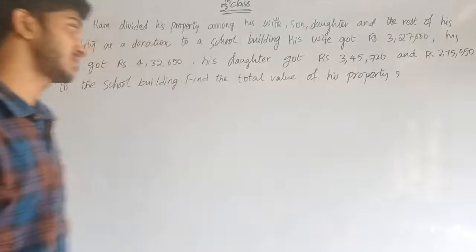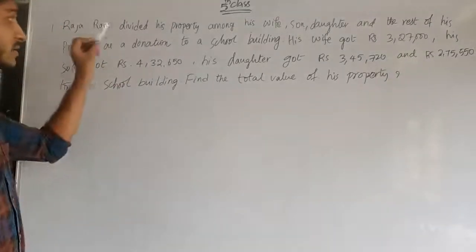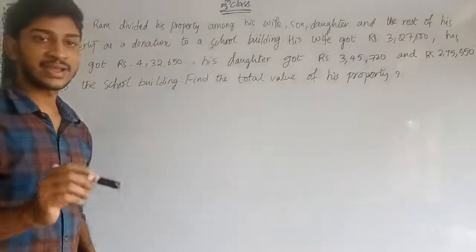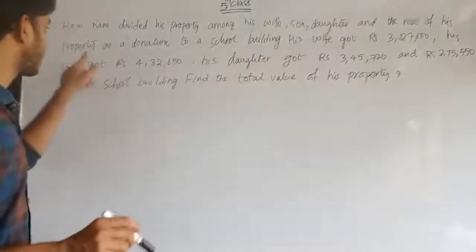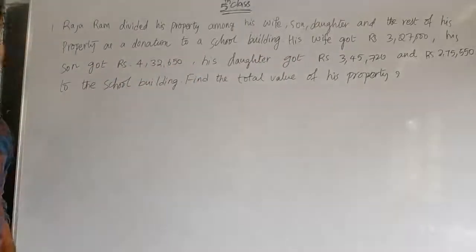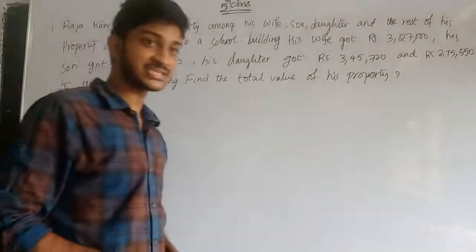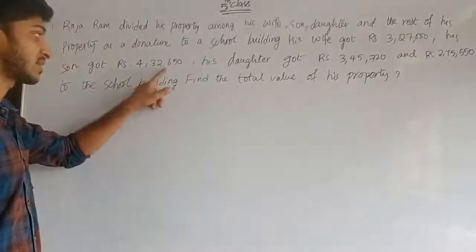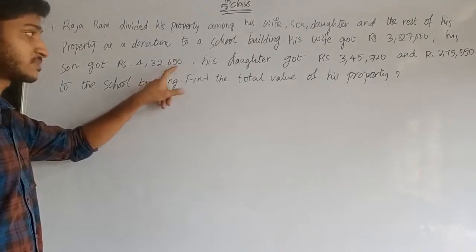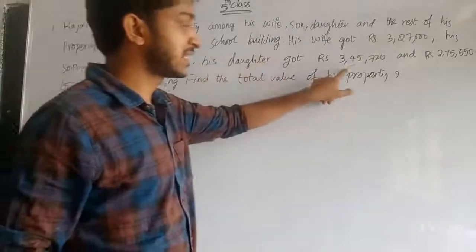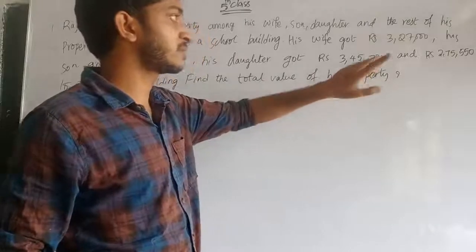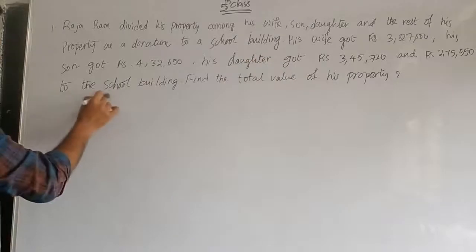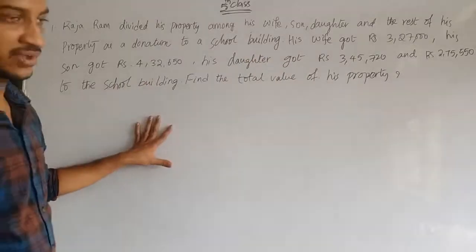Today's first problem is here on the board. Rajaram divided his property among his wife, son, daughter, and the rest of his property as a donation to a school building. His wife got 3,27,127 rupees. His son got 4,32,650 rupees. His daughter got 3,45,720 rupees and 2,75,550 rupees to the school building. Find the total value of his property.